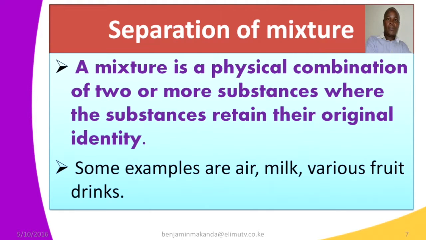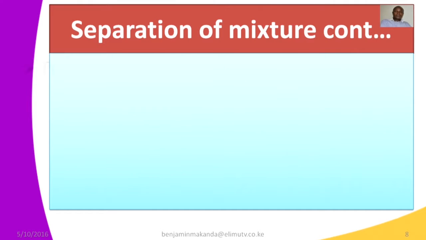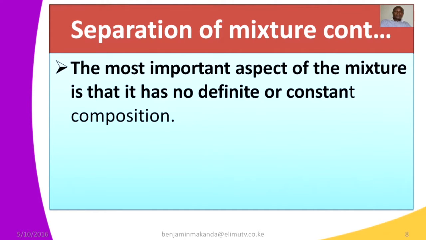Then we have milk. Milk is also a mixture. We have the cream part of milk and the real milk, so that one is a mixture, and various fruit drinks are also mixtures. Those give us some examples of mixtures. Now we proceed on to separation of mixture. The most important aspect of the mixture is that it has no definite or constant composition.